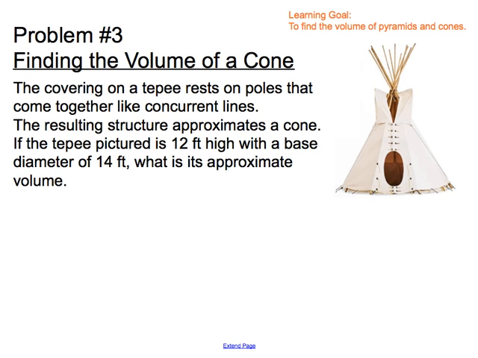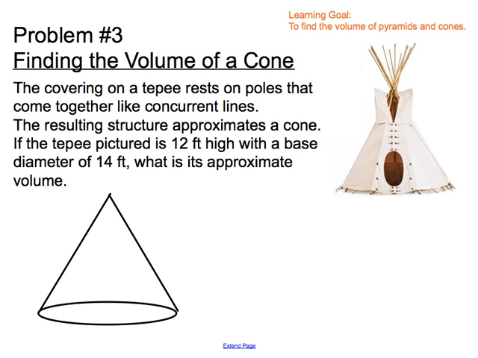Our third question asks us to find the volume of a cone. So here we have a covering on a teepee that rests on poles that come together like concurrent lines. Remember, concurrent lines are lines that all meet at one specific location. The resulting structure approximates a cone. If the teepee pictured is 12 feet high with a base diameter of 14 feet, what is its approximate volume?